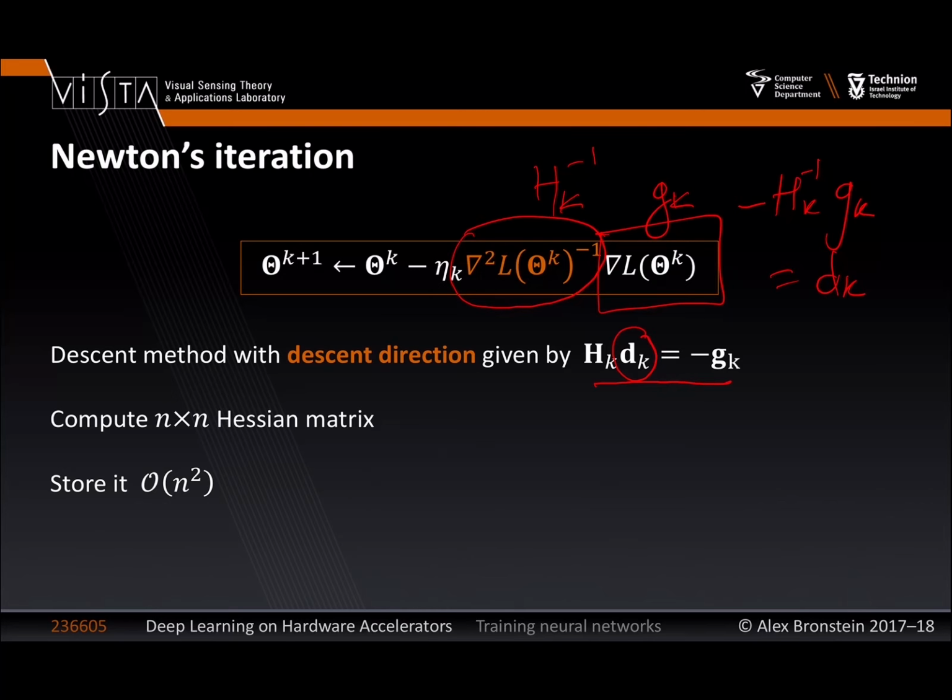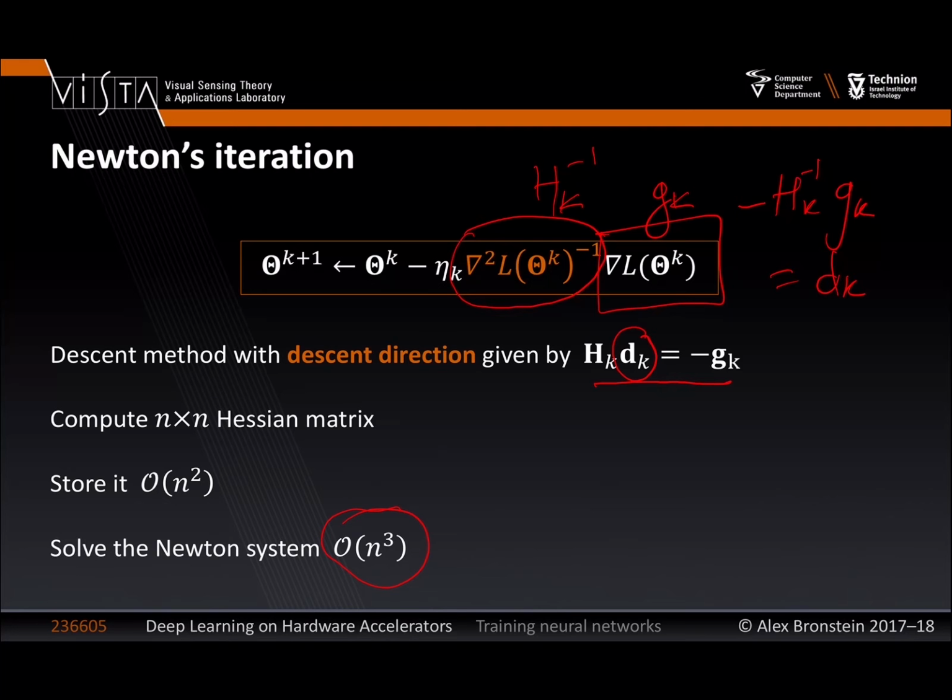We need to store it. It's order of n squared. Computing it depends, of course, on the model that we use and on the loss. It can be computed by backpropagation the same way we compute the gradients, but still, computation will be of the order of the computation of the gradient times n, and the solution of the Newton system is the painful part. It's O(n cubed).